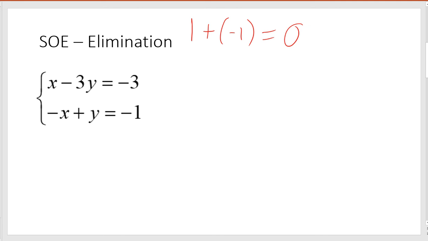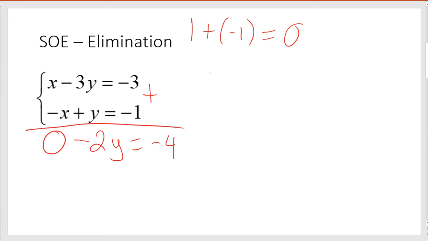It's 0. So if we add these two equations together, watch what happens. x plus negative x, that equals 0. So that is eliminated. That's why this is called elimination. Negative 3y plus y, that is negative 2y. Negative 3 plus negative 1, that is negative 4. All right, so let me rewrite this a little bit. We got negative 2y equals negative 4.